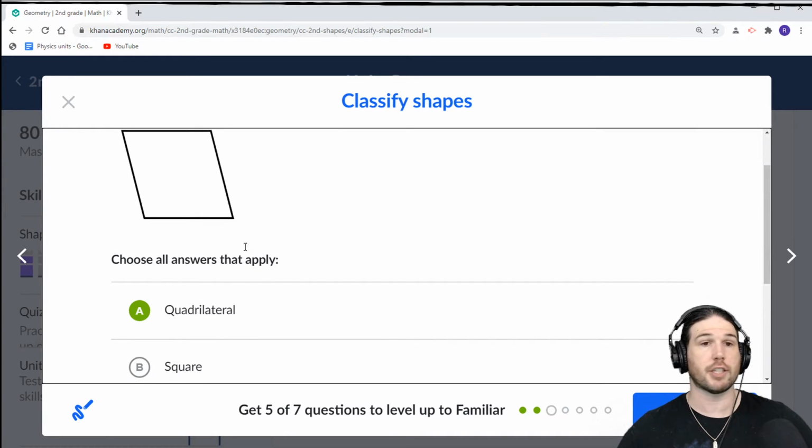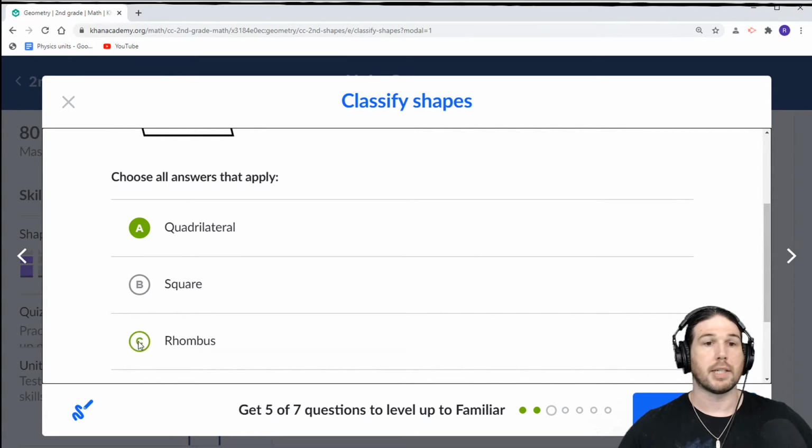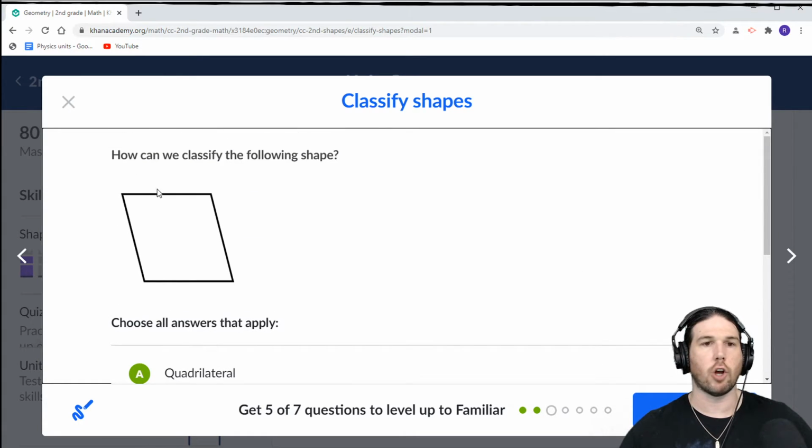So this is a quadrilateral because it has 4 sides. It's definitely not a square because it doesn't have those right angles. But it does look like a rhombus because it has all 4 equal sides. I'm not going to measure it, but they look equal to me.